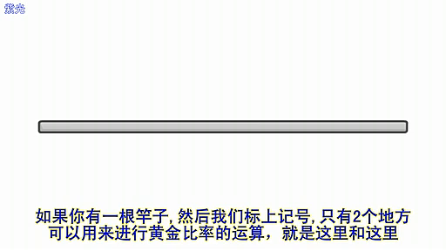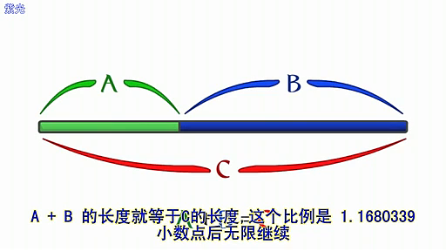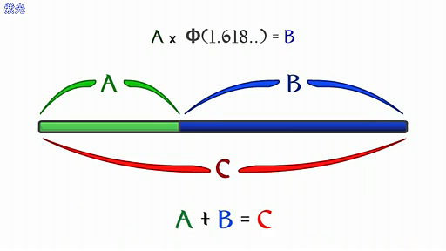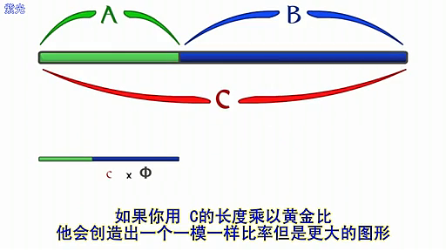If you had a rod and were going to put a mark on it, only two places would mark the Phi ratio, which is here or here. The length of A plus B is equal to the length of C. This ratio is 1.6180339 and continues on forever. If you multiply the length of C with Phi, it will create the exact same image, only bigger.